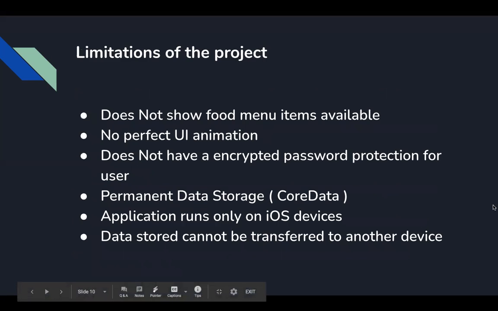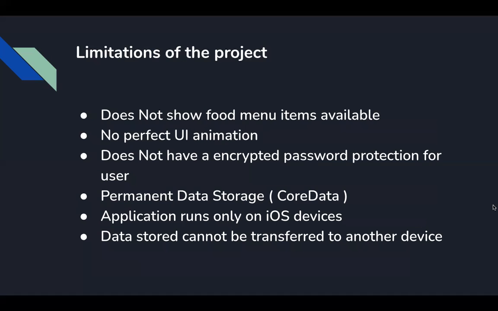Now going to the limitations of the project, there doesn't seem to be a food item view available. There's no implementation of showing food menu items for each restaurant. There are no perfect UI animations like liquid screen animations, like a cool movie-style animation which goes from one screen to the other.